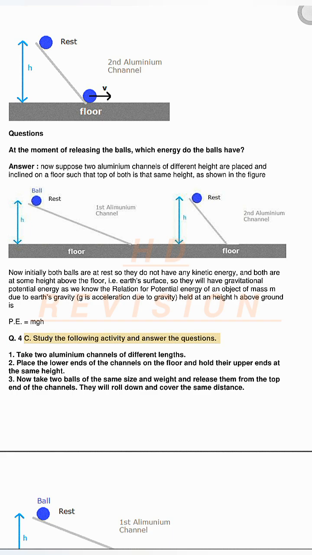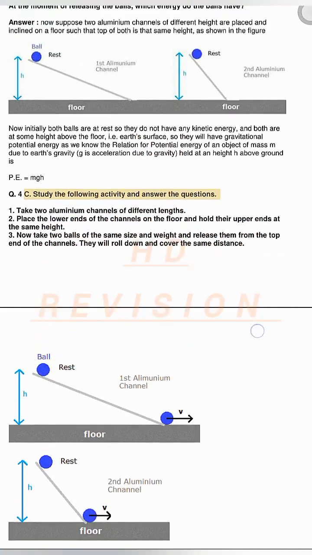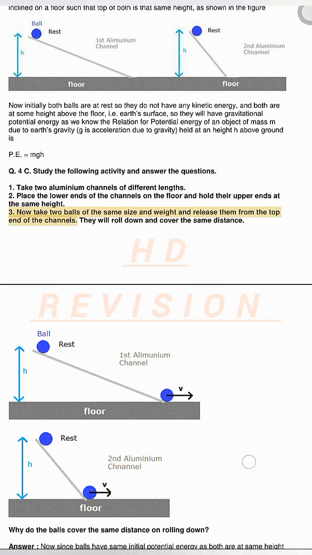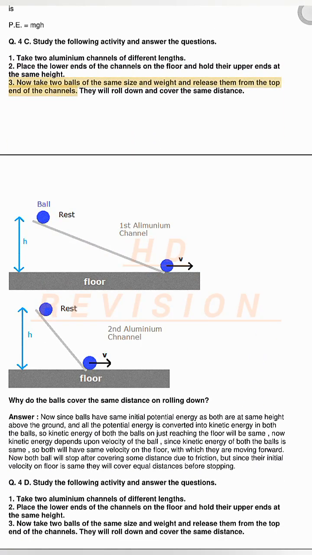Q4 C. Study the following activity and answer the questions. 1. Take two aluminium channels of different lengths. 2. Place the lower ends of the channels on the floor and hold their upper ends at the same height. 3. Now take two balls of the same size and weight and release them from the top end of the channels. They will roll down and cover the same distance. Why do the balls cover the same distance on rolling down?